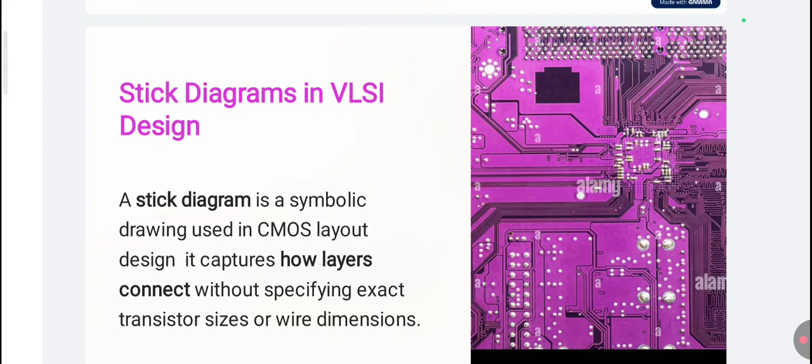For example, if you think of the right side figure as a city, and you wanted to know what the different roads are, the roads are represented simply by lines, but the exact dimensions of the roads cannot be seen or mentioned in the diagram. So a stick diagram is such a rough figure which shows the lines used for different layers.